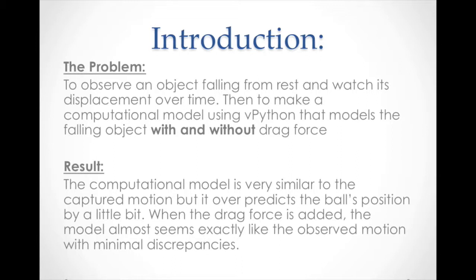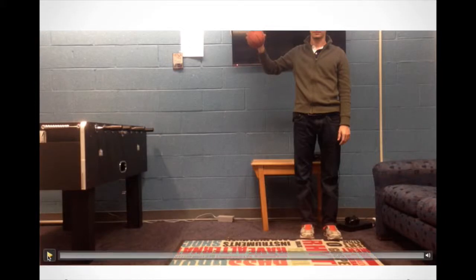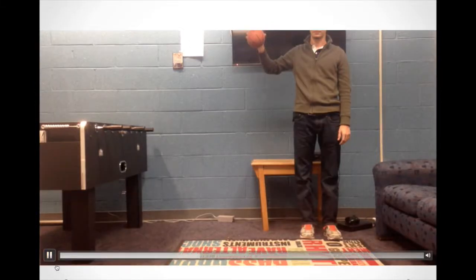The result was that the computational model is very similar to the captured motion, but it overpredicts the ball's position by a little bit. When the drag force is added, the model almost seems exactly like the observed motion with minimal discrepancies. This is the video of me dropping the ball that I used for this experiment.